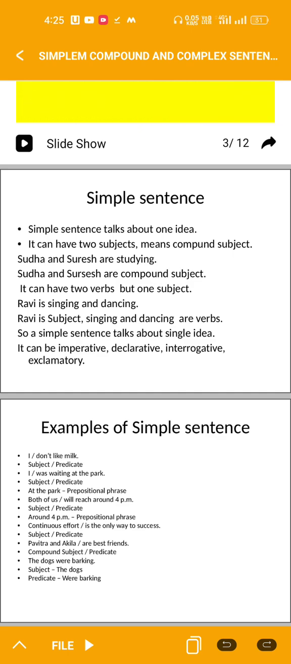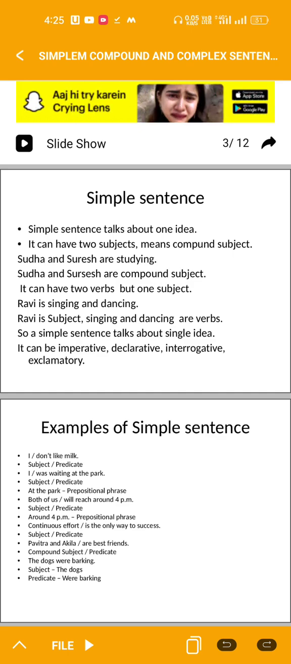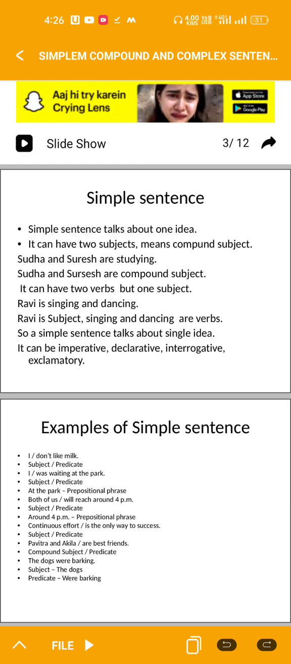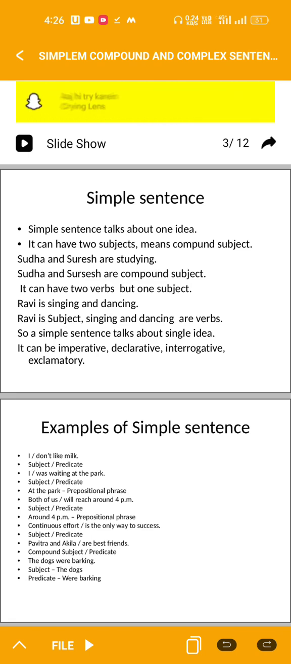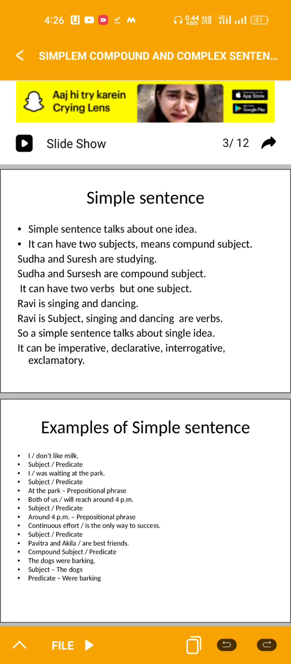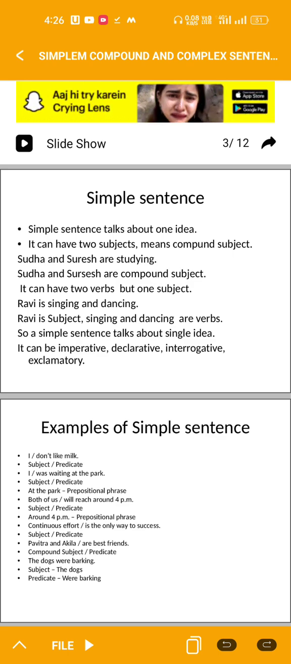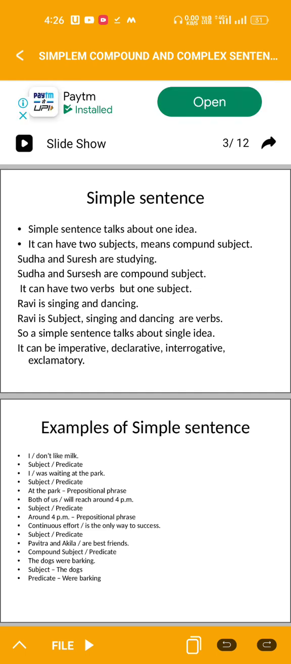A simple sentence can also have two verbs, like if I say Ravi is singing and dancing, Ravi is subject and singing and dancing are verbs. It has one subject and it is talking about a single idea, that Ravi is singing and dancing. So a simple sentence talks about only one idea, and it can be imperative, declarative, interrogative or exclamatory. So different kinds of punctuation signs can be there when we talk about simple sentences.